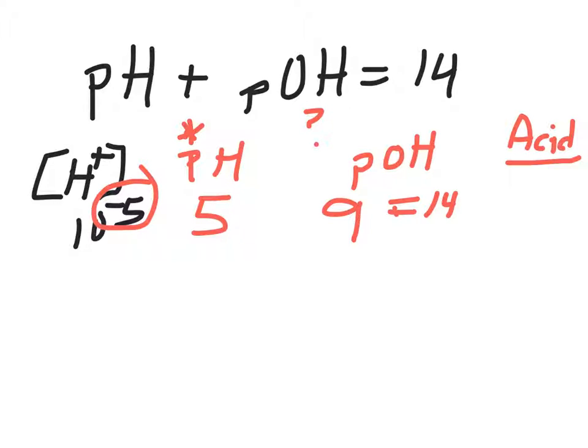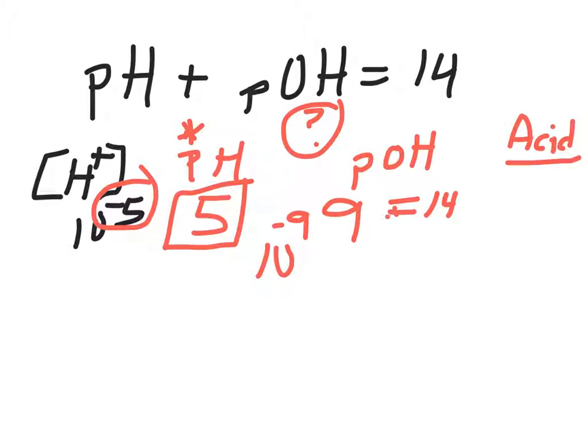So what's my logarithm for pOH? What's the opposite of 9? A negative 9. So you're going to have 10 to the negative 9. That's it. Because when you had the 5 for the pH, 5 plus something has to give you that 14, because that's your scale.